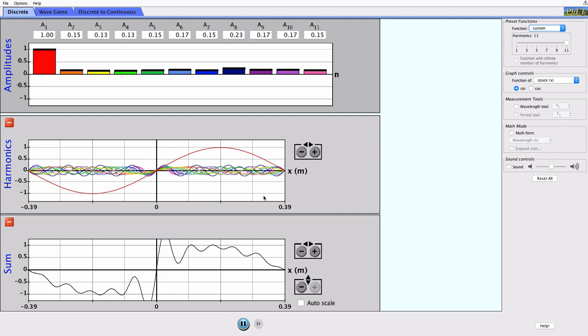So that's why when you play a violin string or you play a guitar string, you don't hear a chord, right? You don't hear a bunch of separate tones altogether. You just hear one tone, and it happens to be at the frequency of the fundamental.